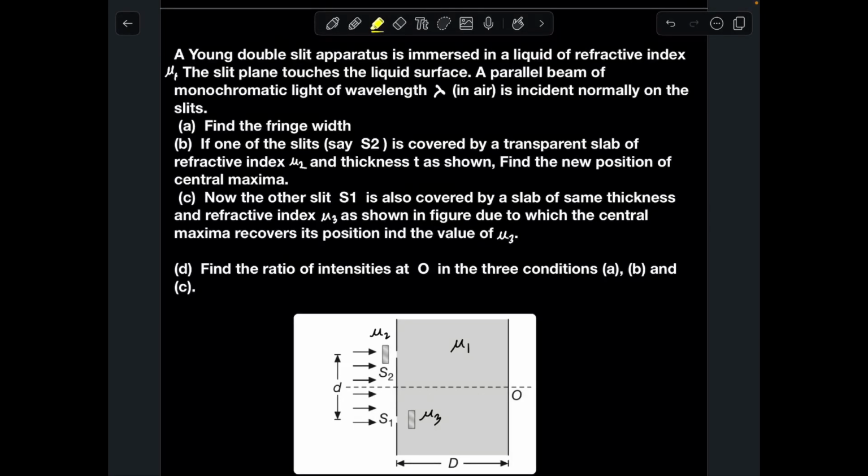Hello everyone, so today we are going to solve a problem from YDSE. In this question, they have given that a Young's double slit apparatus is immersed in a liquid of refractive index mu1. The slit plane touches the liquid surface. A parallel beam of monochromatic light of wavelength lambda in air is incident normally on the slits. The first question asks: find the fringe width.